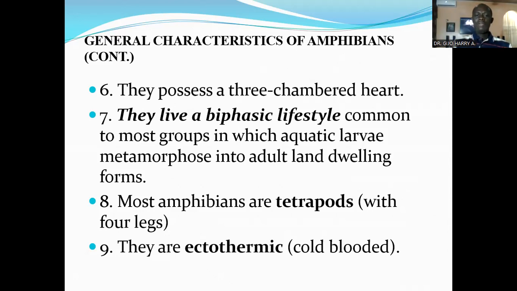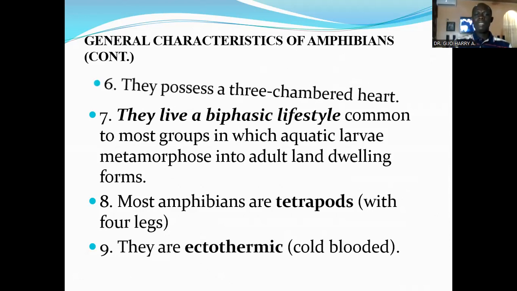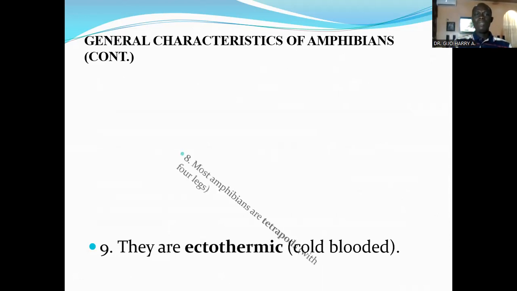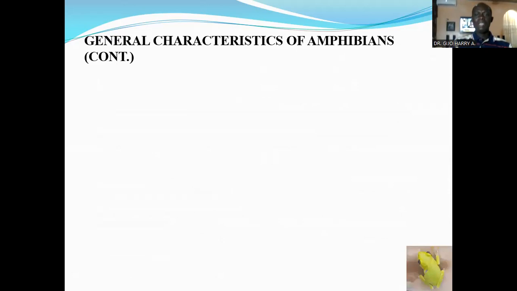Amphibians are ectothermic or cold-blooded or poikilothermic. They are unable to regulate their internal temperatures, and their temperatures depend on the temperatures of the surrounding environment.